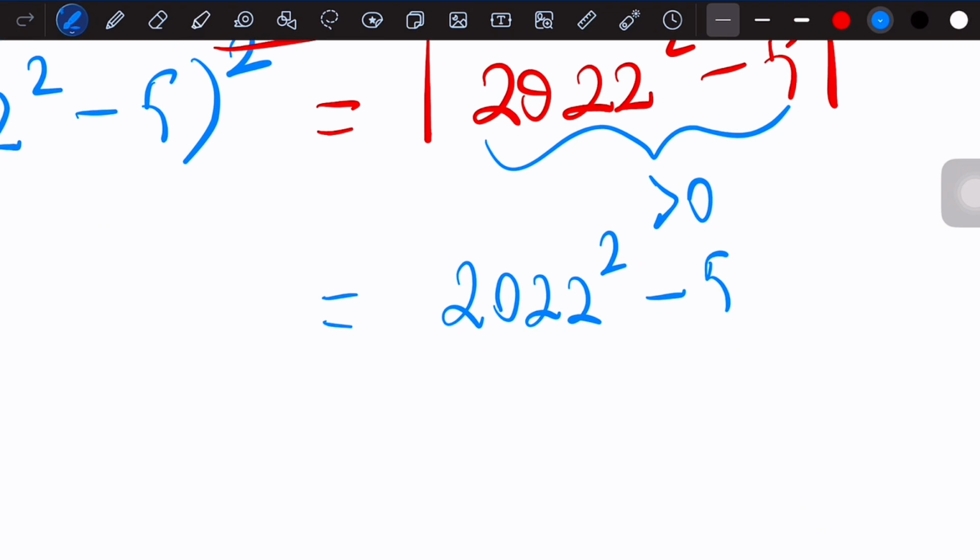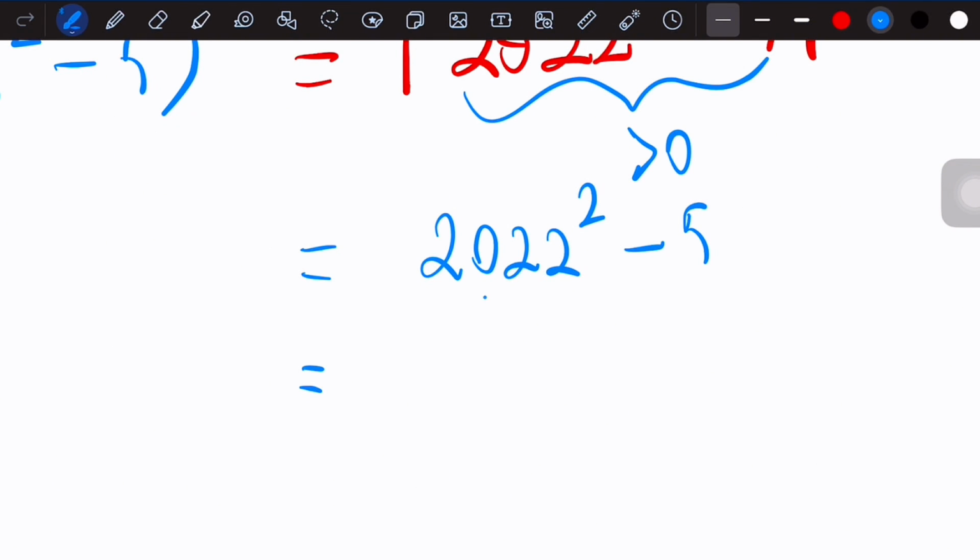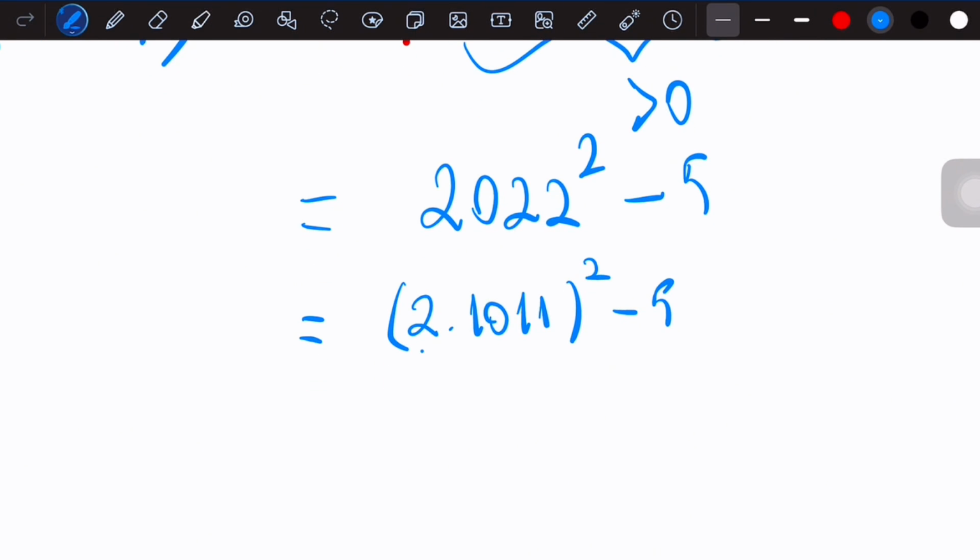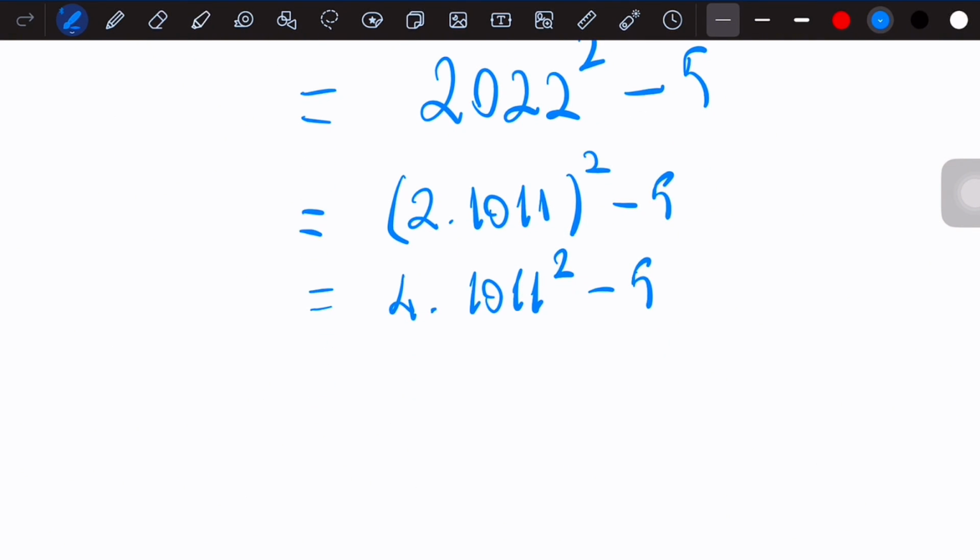Now that we calculate without a calculator, we use algebraic equations when solving the problem. So how can I write the expression here? 2 times 1011 in brackets squared, and we can write it as minus 5. I can take these two out like this. So 4 times 1011 squared minus 5. What can we do later? The number 1011 is 1000 plus 11, so I can write 4 times the bracket of 1000 plus 11 squared minus 5.